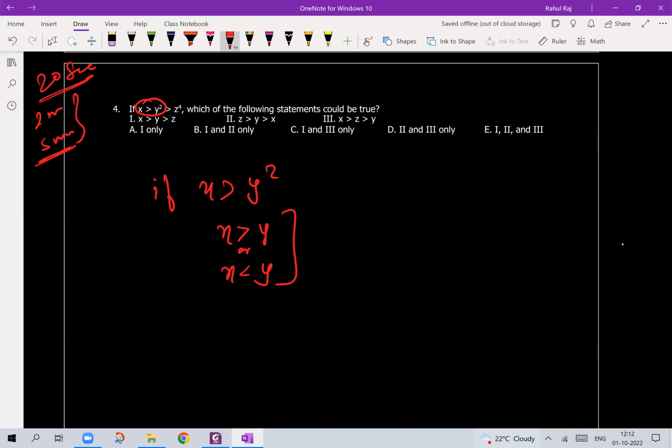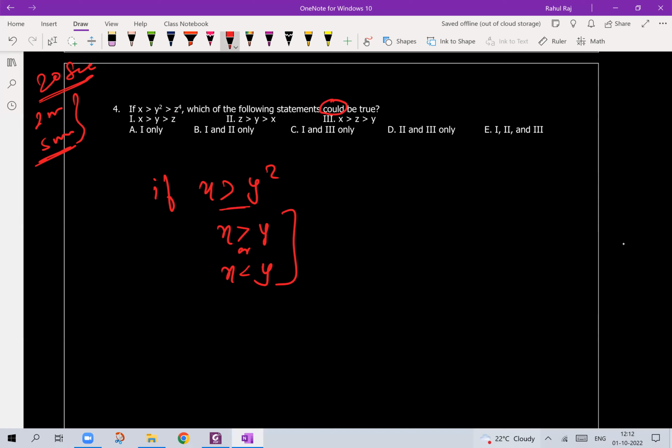Even powers are not predictable. So if x is greater than y square, which is given to me in the question, if x is greater than y square is greater than z to the power 4, which of the following must be true? So if x is greater than y square, simply means x could be greater than y, x could be less than y. x greater than y, possible. Statement number one. Again, the statement says could be true. It means any value.